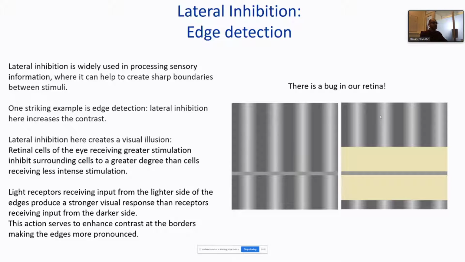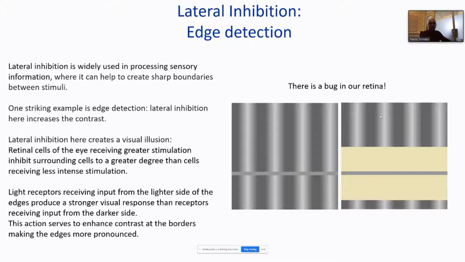Lateral inhibition is pervasive in our sensory organs. It's present in the retina, but it's also present in auditory circuits and so on. It's extremely important for being able to parse the stimuli, increase contrast and identify edges between stimuli.